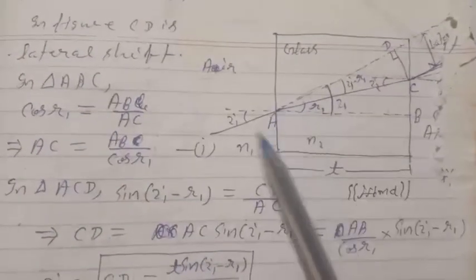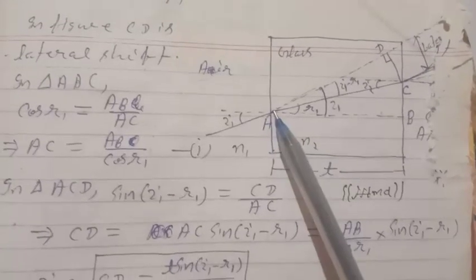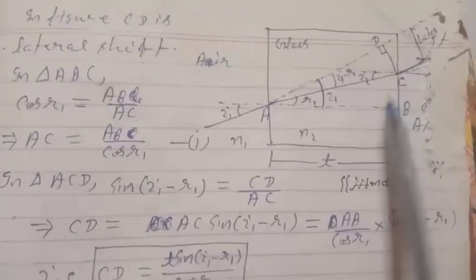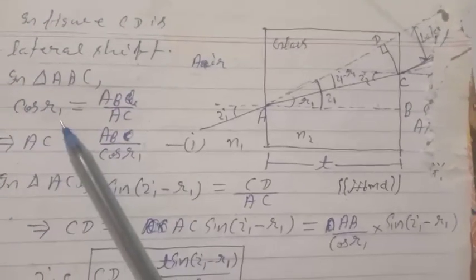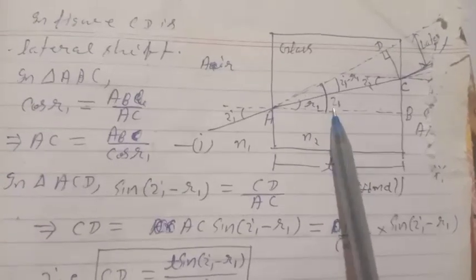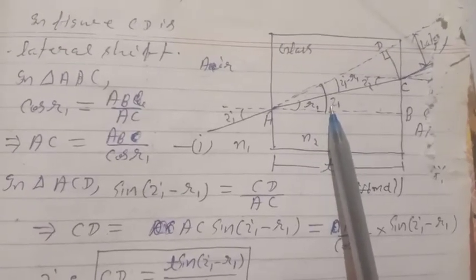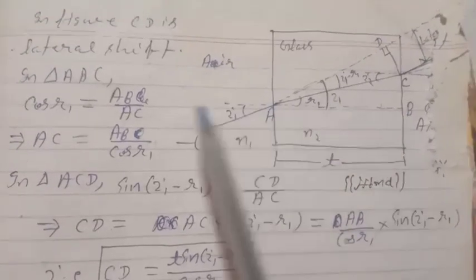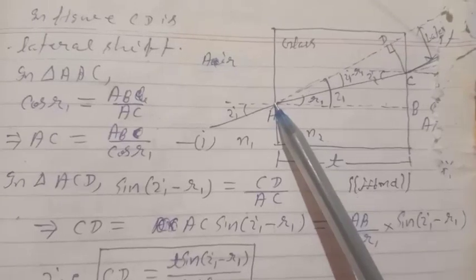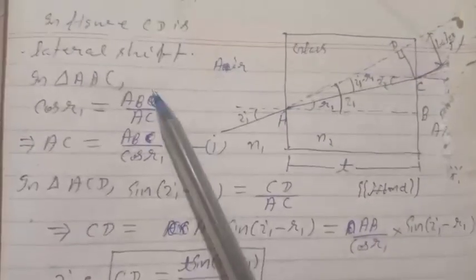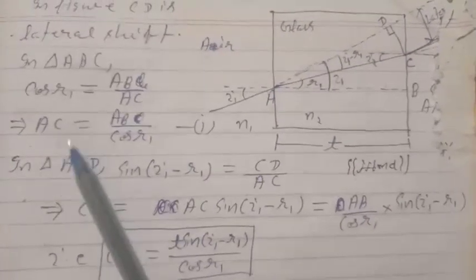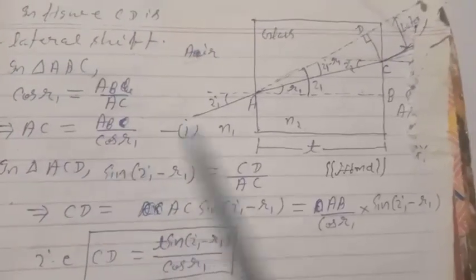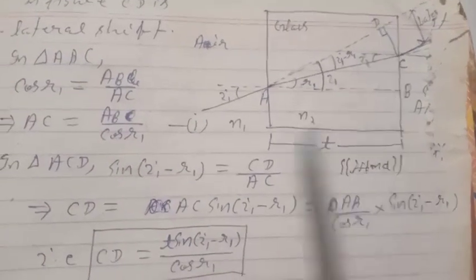Now in triangle ABC, this is the point A, this point is B, and this point is C. In triangle ABC, cos R1 equals base by hypotenuse, so AB by hypotenuse. In this angle the hypotenuse is AC. So AB by AC. This implies AC equals AB by cos R1. This is equation 1.